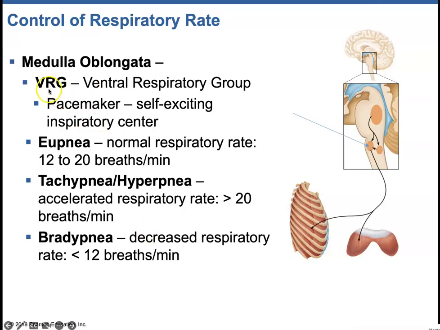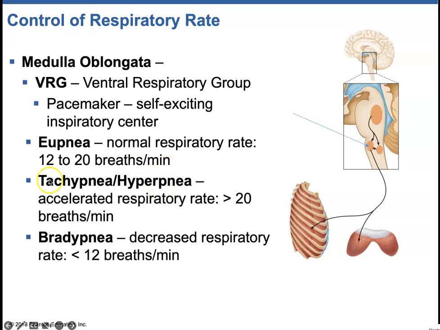Then the ventral respiratory group is the one that is now going to send out that signal that says, hey, now you need to increase your respiratory rate. So that's why it's called the VRG, right? Ventral respiratory group. So when you have eupnea, eupnea means normal. This is 12 to 20 in adults, right? So 12 to 20 is a normal respiratory rate.